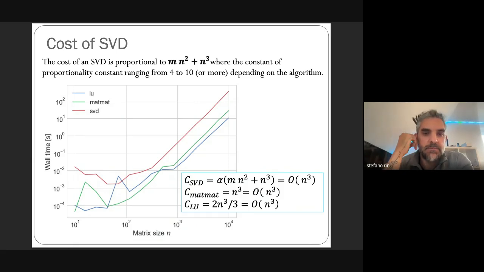So the cost of SVD is proportional to m n squared plus n cubed. This comes from how the algorithm is implemented, and there is a proportionality constant which is expressed here, right? So you see here it's computing the LU decomposition, matrix multiplication, and SVD, and you see that the cost of SVD grows logarithmically, right, with a slope equal to 3. So you see here that the slope is there. So you see that it's a big O of n cubed.